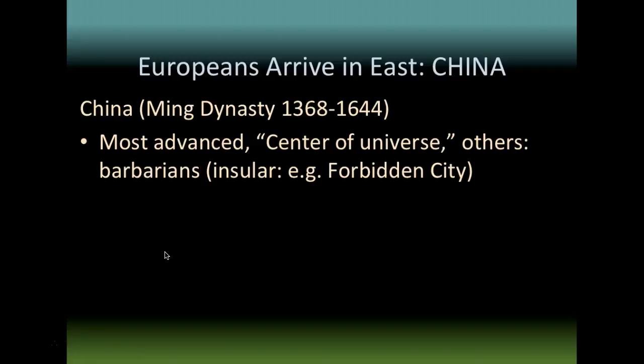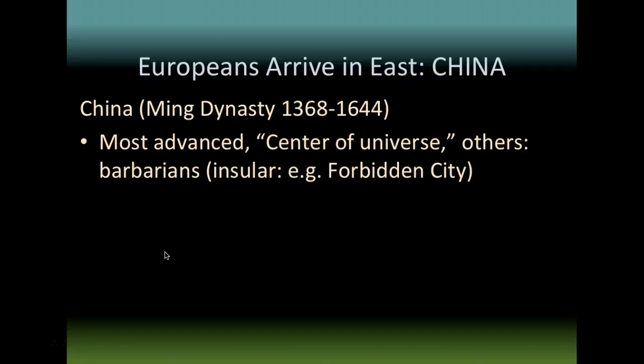Okay, so we're going to talk about the East a little bit. We're going to introduce the East and how Europeans come into the territory. And we'll talk a lot more about this in the upcoming units, but I think it's important to remember what's going on across the globe at this time. So in China, with the Ming Dynasty, they consider themselves the most advanced nation in the world. They are the center of the universe. Remember, north, south, east, west, and China. And all other people are barbarians.